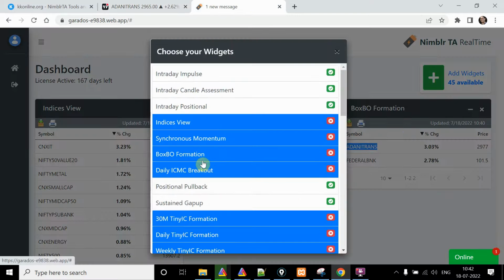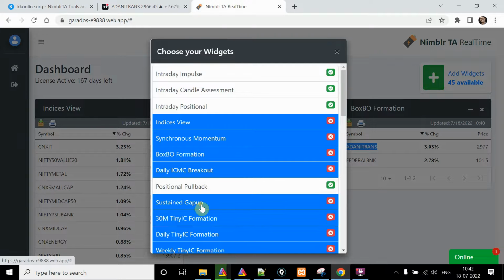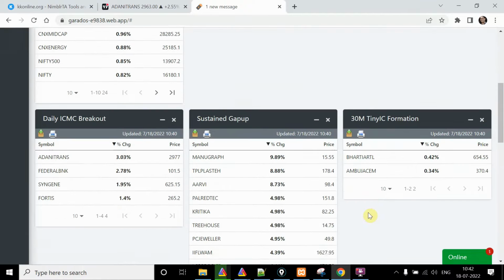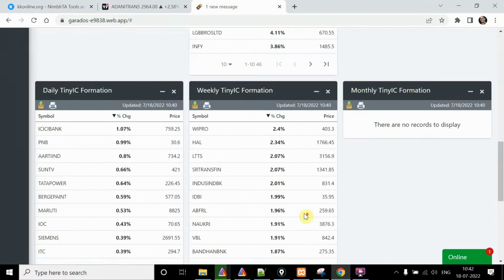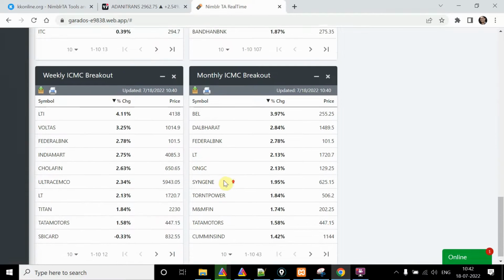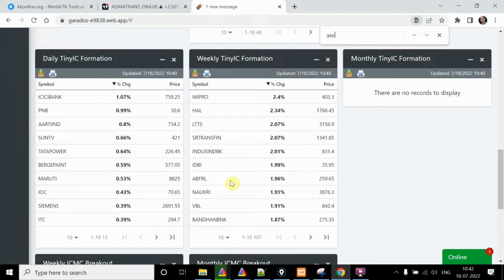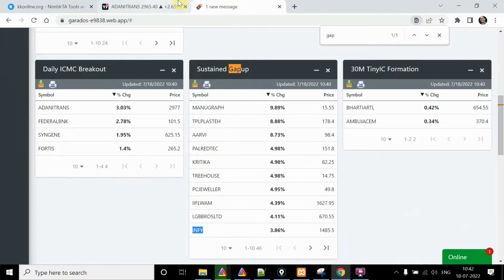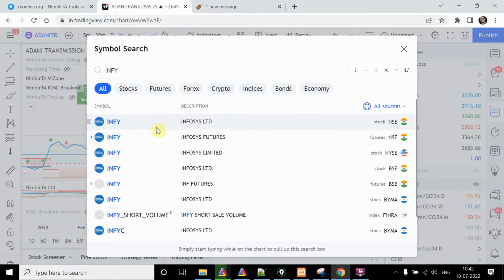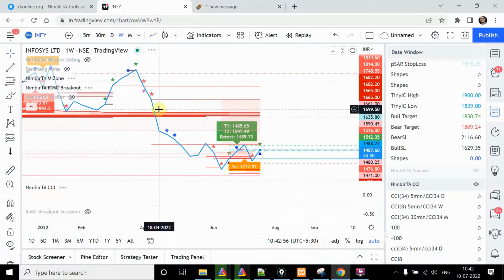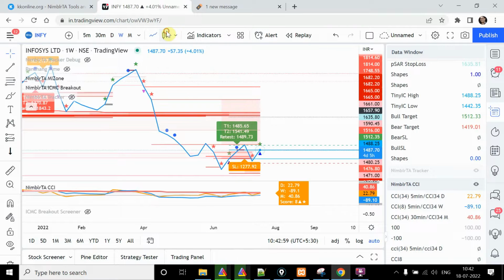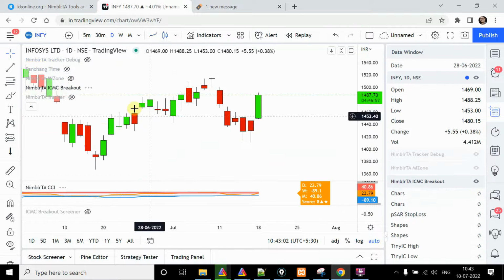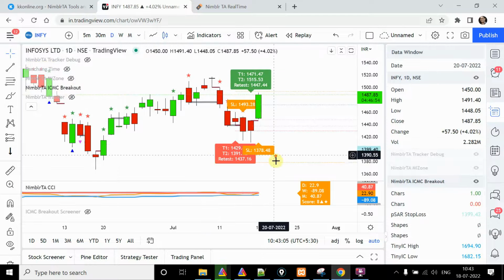Similarly, if we go for another option over here in the widget, sustained gap up. At the point of opening session today, I was tracking which stocks are giving a gap up and are sustained as of now. So it is very simple for me. I would just write gap up over here, and I see some stocks which have given a gap up. So for example, Infy has given a gap up and it has sustained. I also know by this dashboard that CNX IT is topping, and if Infy has given a gap up, it makes it a very interesting trade.